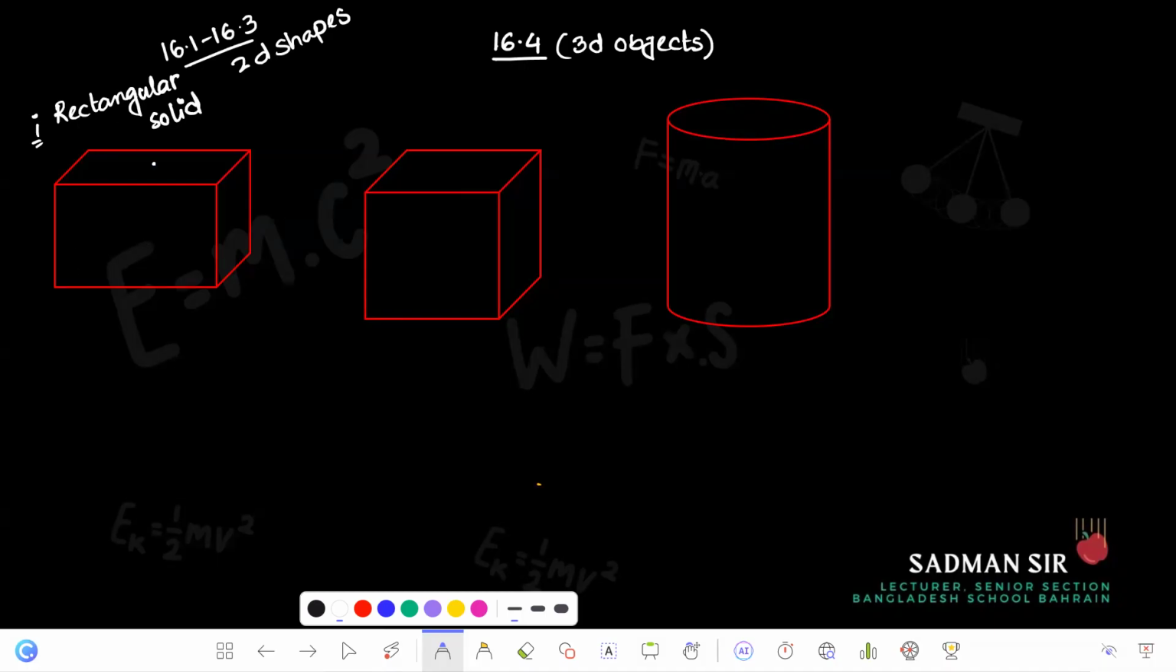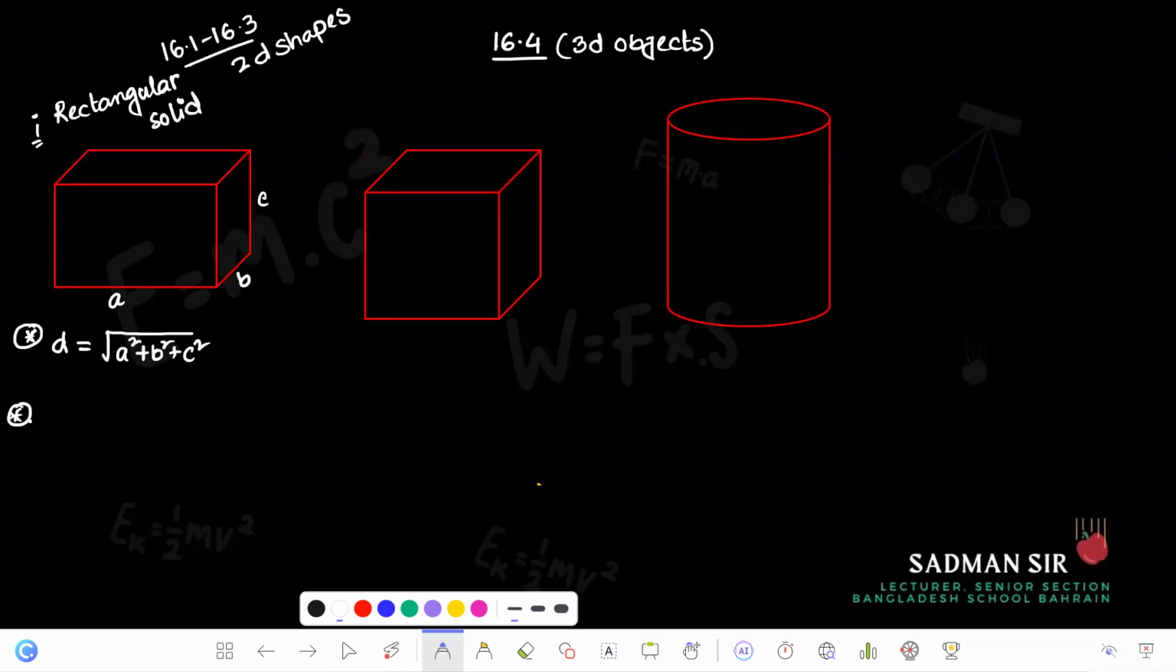Now, the first one, rectangular solid. Let us see what formulas we need to keep in mind to be able to solve the problems. The first one: we need to be able to find the diagonal of the rectangular solid. To find the diagonal, we need the length, breadth, and height. In grade 9, we denoted them by L, B, H. But in grade 10, in your textbook, they have denoted length by a, breadth by b, and height by c. So if you denote by a, b, c, then the diagonal will be root over a square plus b square plus c square.